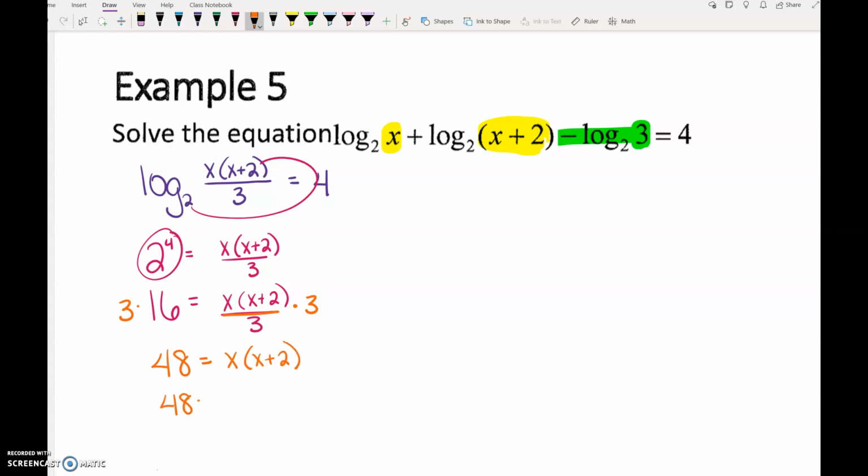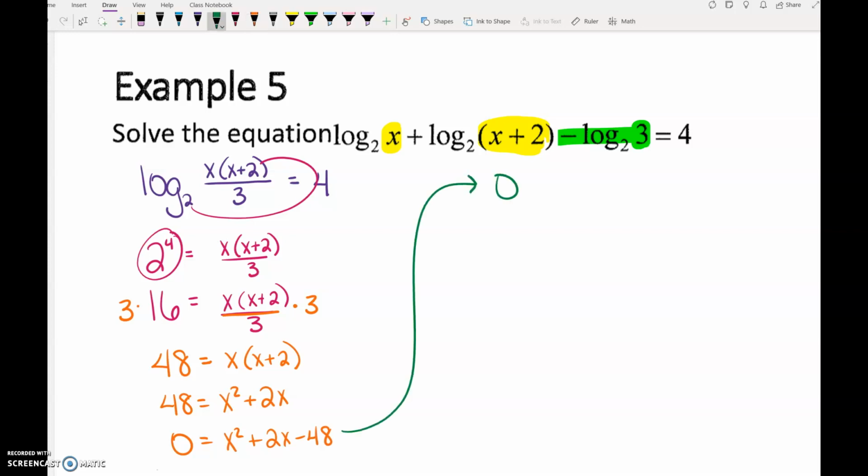We can distribute to get x squared plus 2x, and then get 0 on one side by subtracting 48 on both sides. At this point, I'll take this up here. We've got 0 equals x squared plus 2x minus 48. What do you suppose we need to do with this? We need to factor and solve. We're looking for two numbers that multiply to give us negative 48. Those same numbers need to add up to 2. You multiply to get the last number, you add to get the middle number.